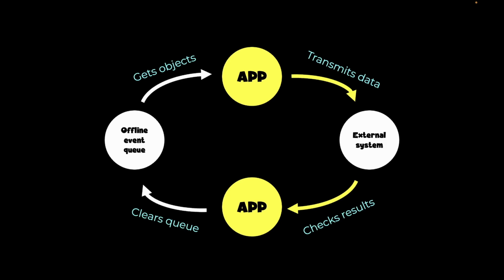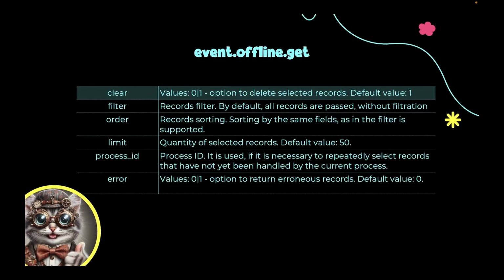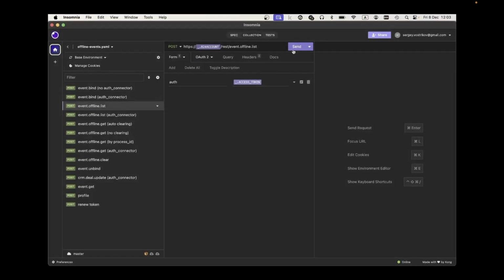If you neglect this step, each time you access the list of offline events, you will accumulate more and more stored events. So we've come to a very crucial method for working with offline events, namely event.offline.get. It has the most important parameter, clear. I'll explain it a bit later. For now, let's proceed with a small experiment.